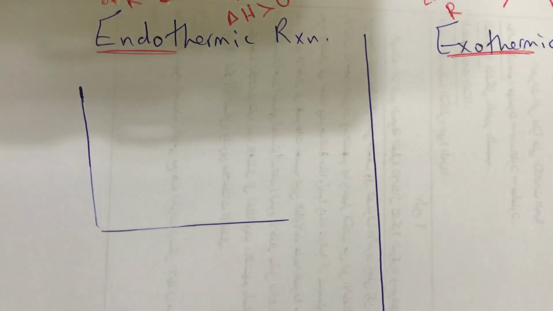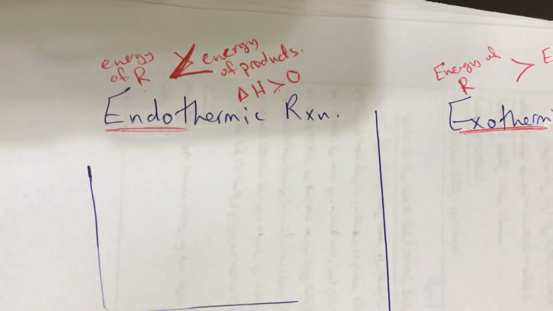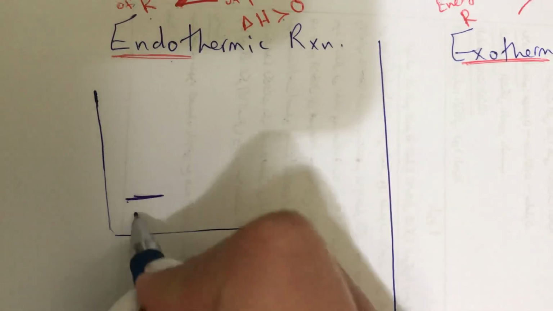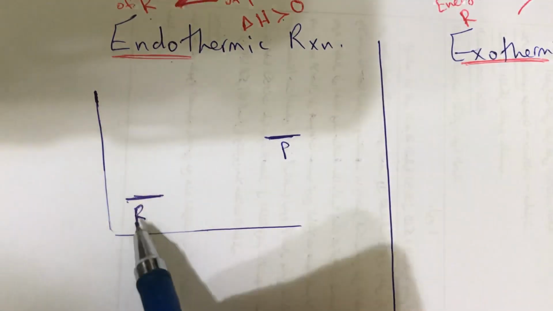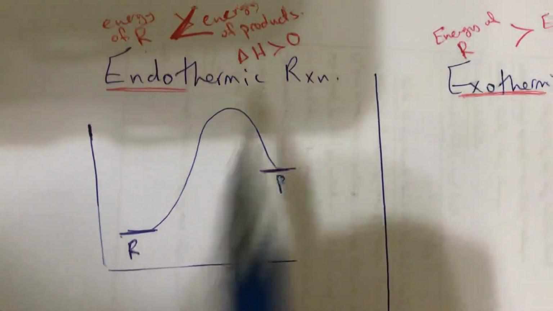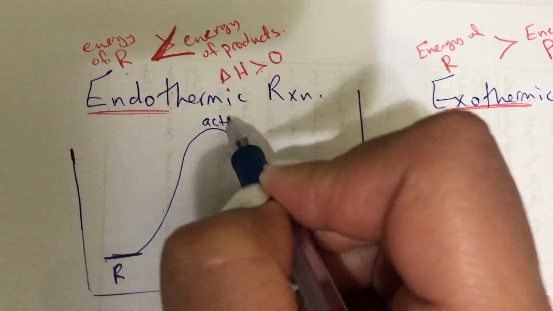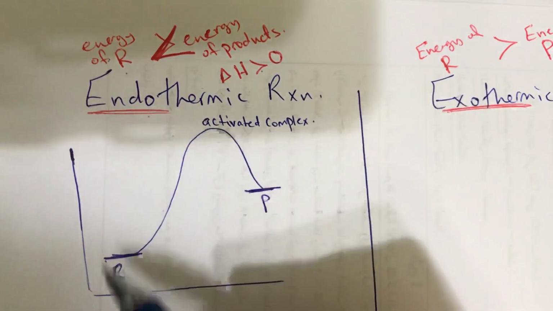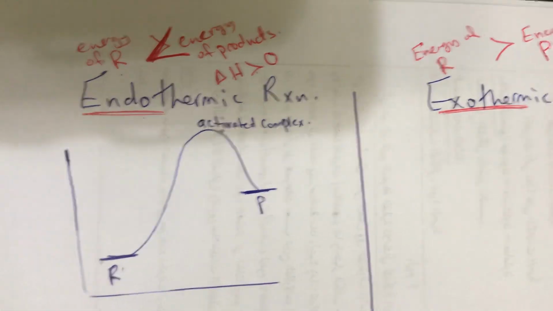So here in an endothermic reaction, energy of reactant is less than energy of product. So when you draw the energy diagram, here the reactants, for example, and here the product. So energy of reactants is less than energy of product. This is the energy diagram. So again, what is the top of the curve? It's the activated complex. So first, reactants transform to activated complex, then activated complex transforms to product.